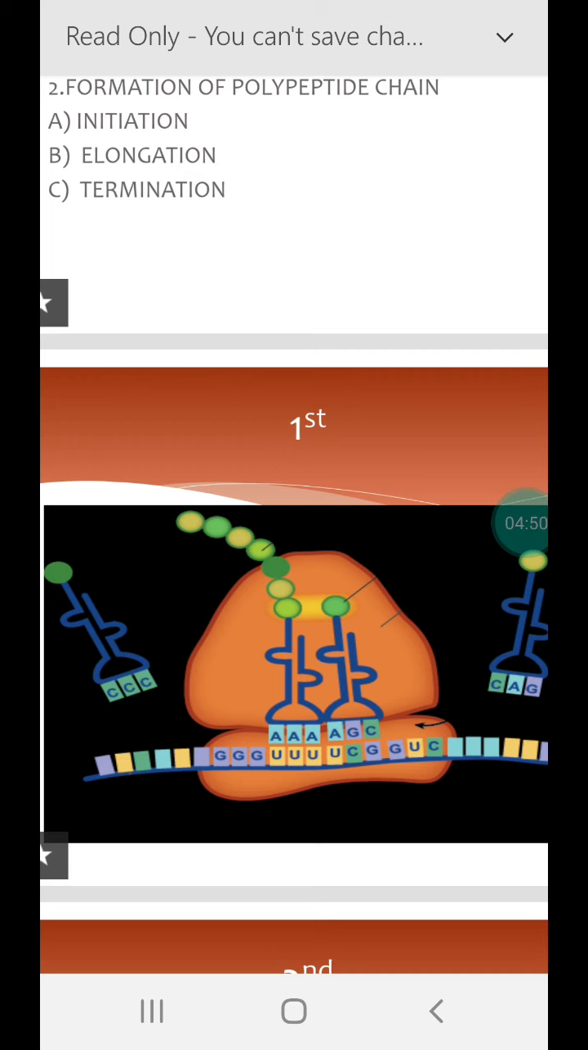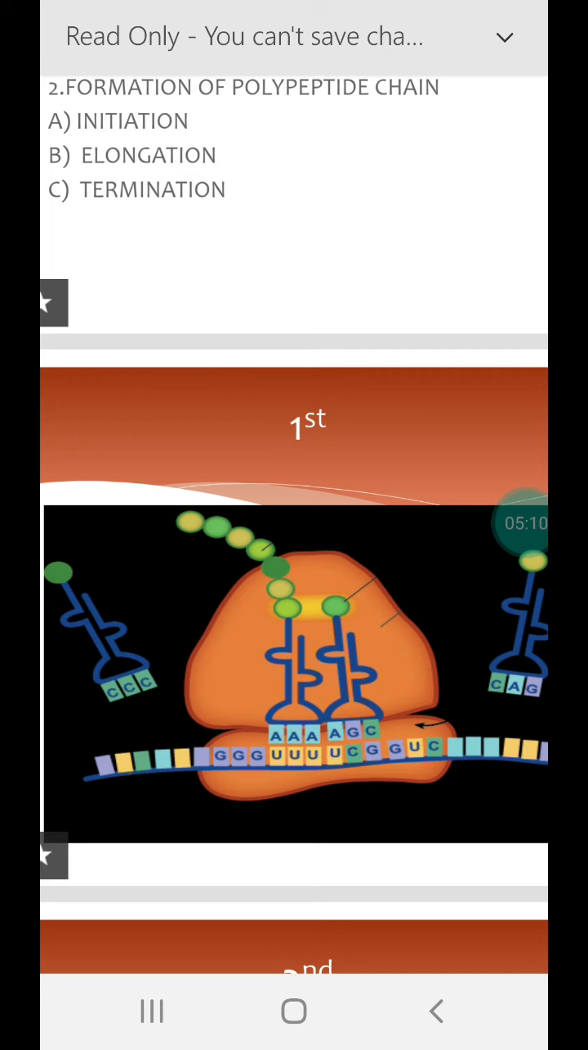So therefore the ribosome has 3 sites. First is amino acyl site, that is the A site. Second, peptidyl site, which is also called P site, and third is exit site or E site.